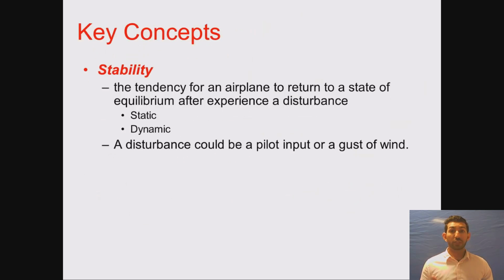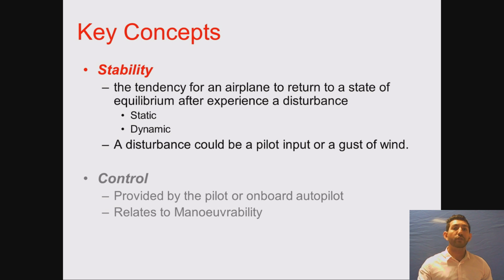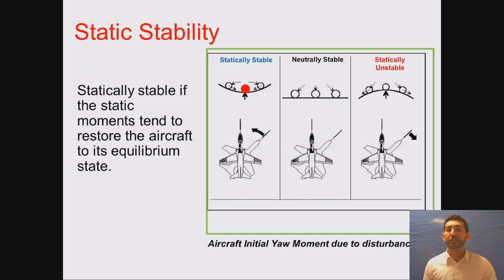So the textbook term for stability is essentially the tendency for an aircraft to return back, if there is a disturbance, essentially returning back to a state of equilibrium. Now you can split that into either static or dynamic, and a disturbance could really be anything, such as a pilot putting in an input, or a gust of wind, and it's all about how that aircraft reacts in that situation.